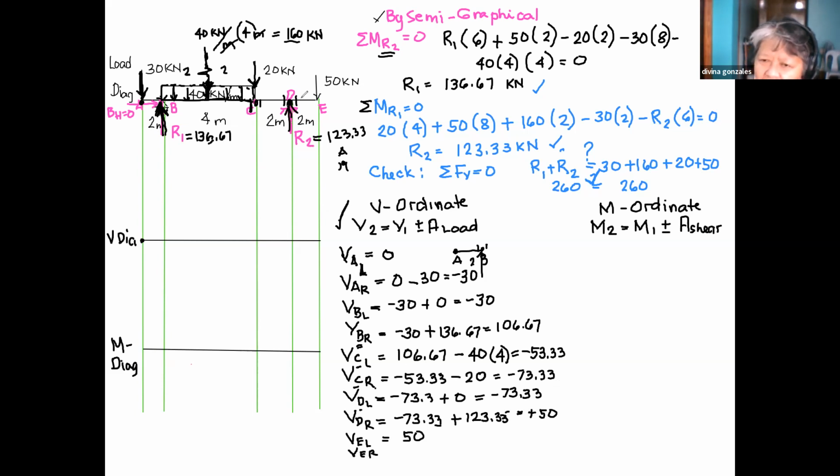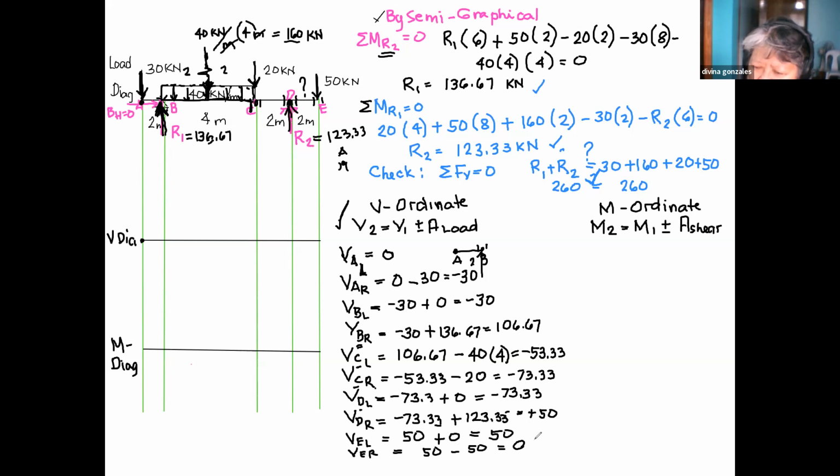Okay, kaya lang, galing sa D, papuntang E, wala namang load dyan. No, walang load. So I will have to add 0. So I'm still at 50. Then I go to E right, which is 50. Then from E left to E right, there is that downward load, no? So when I say downward, I have to subtract that downward load na 50. So I will get 0.